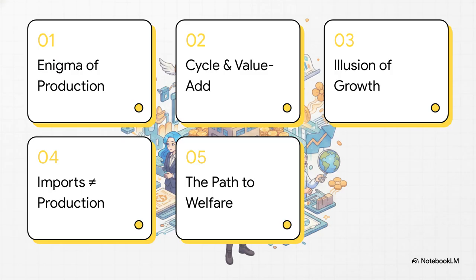First, the enigma of production. Second, the cycle and value add. Third, the illusion of growth. Fourth, why imports do not equal production. And fifth, the path to welfare.